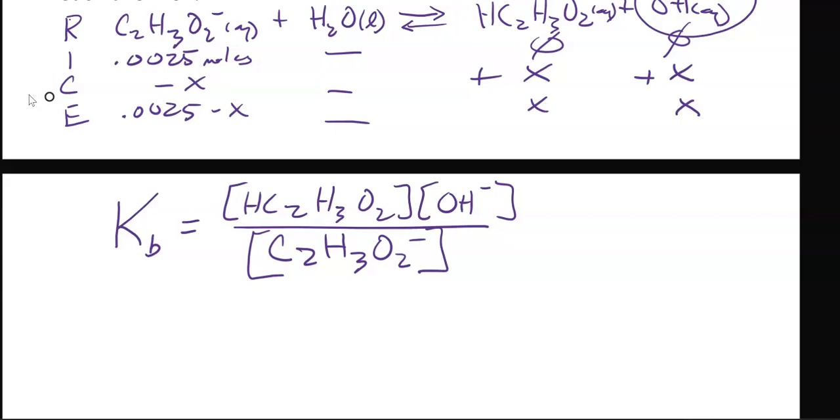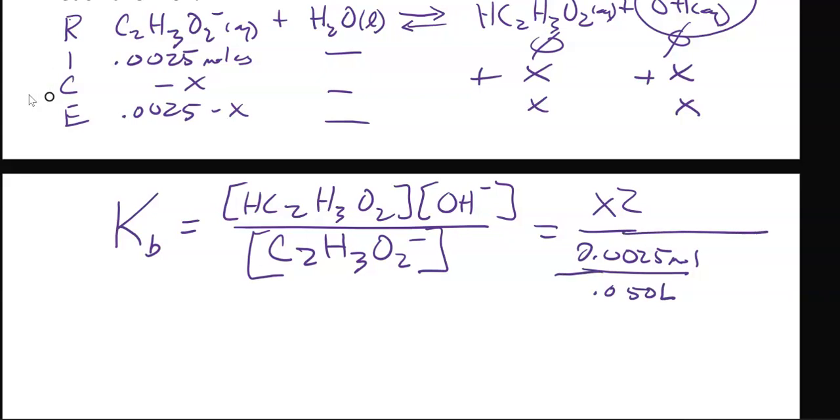So I wrote my Kb expression, and then I can just say x squared over 0.0025. Keep in mind that's moles, so I need to make it a volume. So the total volume that I have, if I had 25 milliliters of acid reacting with 25 milliliters of base, that'd be 50 milliliters total. So that's my molarity. Keep in mind that's a molarity. So that minus X. All right. A little tedious, but you can do it.